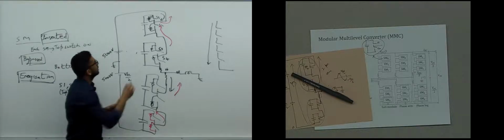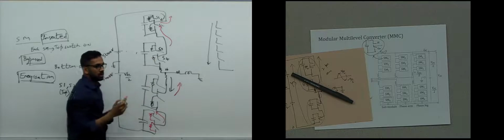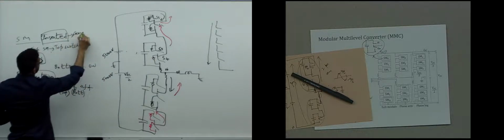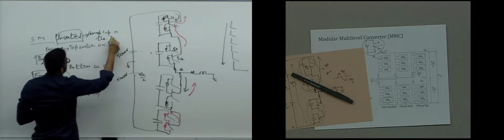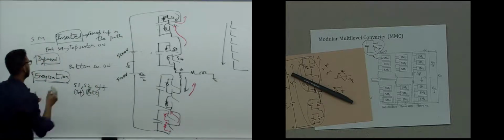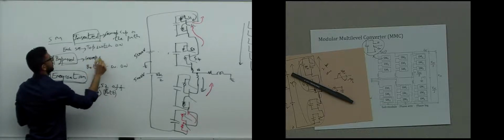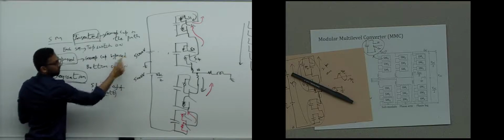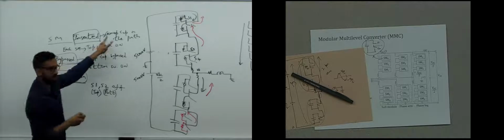That means this capacitor comes in the path of the current. Inserted also means that the corresponding capacitor is in the path of the loop. Okay, that's what effectively it means, insert. And bypass means the corresponding capacitor is bypassed. All right. So this is true for any current direction.